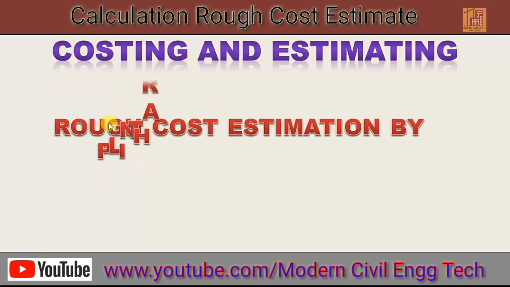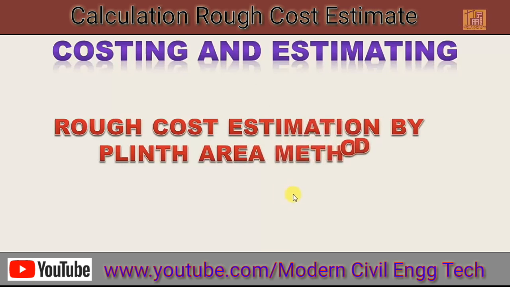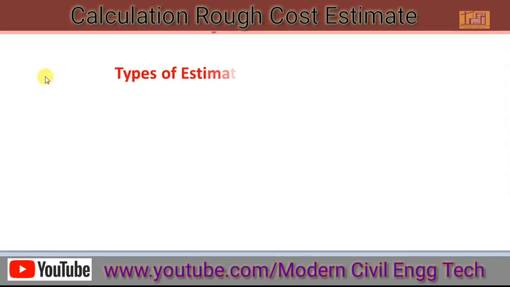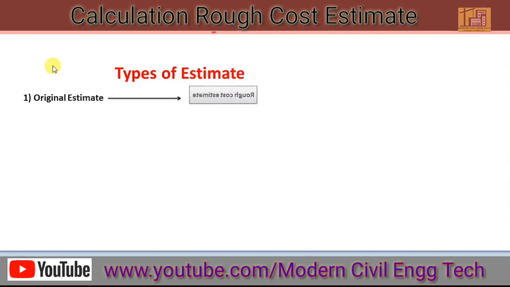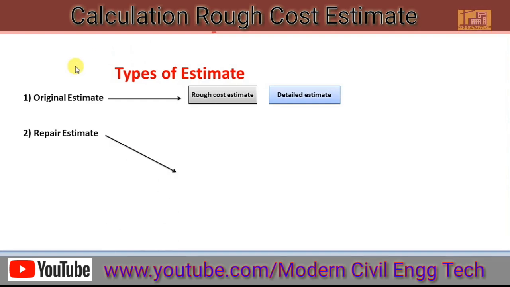Today we will be learning about a rough cost estimation by plinth area method. Types of estimates. Basically there are two types of estimate. The first one is original estimate. Original estimate can be divided into rough cost estimate and detailed estimate. The second is repair estimate.